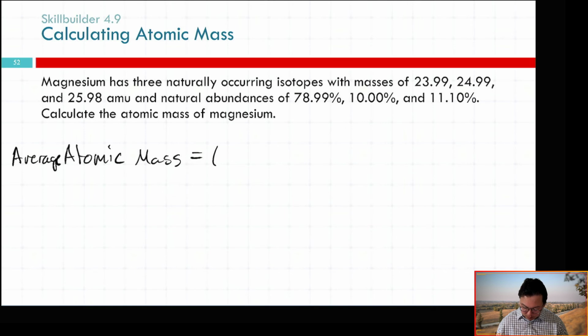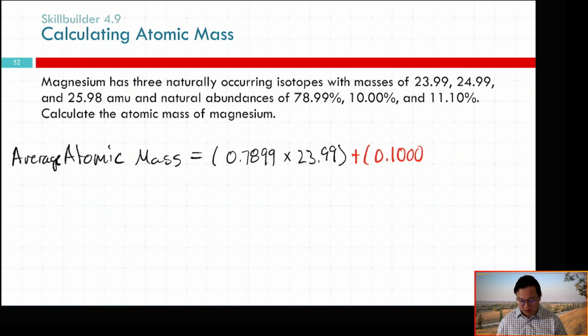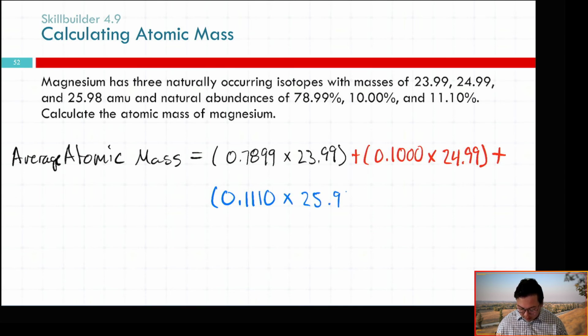So first we're going to do, and these are respectively listed, right? So to follow the exact formula, 0.7899 times 23.99, plus 0.1000, conserving our number of significant figures, times 24.99, plus 0.1110 times 25.98.